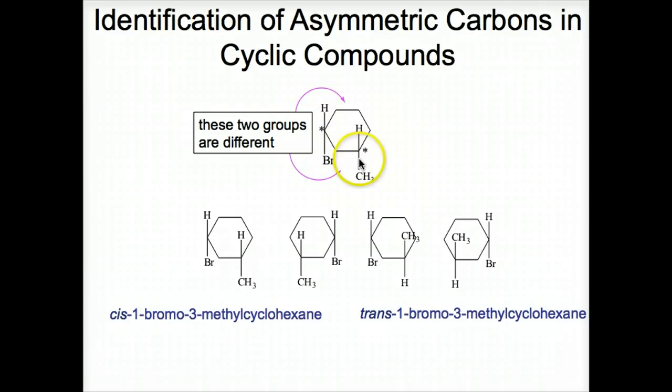Here's the 2 asymmetric centers again, resulting in the 4 different stereoisomers. We have cis 1-bromo 3-methyl cyclohexane and trans 1-bromo 3-methyl cyclohexane, where these groups are on opposite sides of the plane of the ring. Here they're on the same side. The methyl group and the bromine group are on the same side.